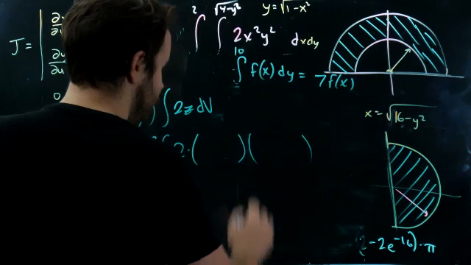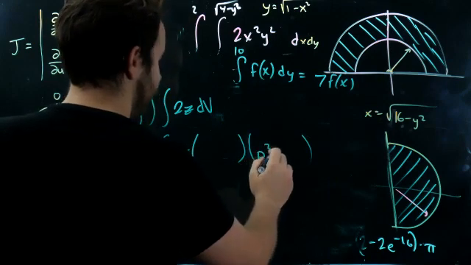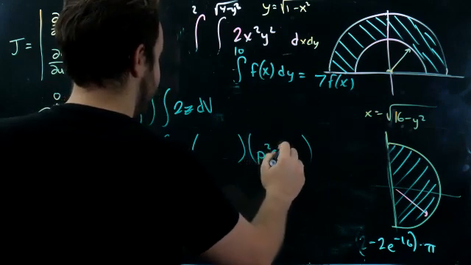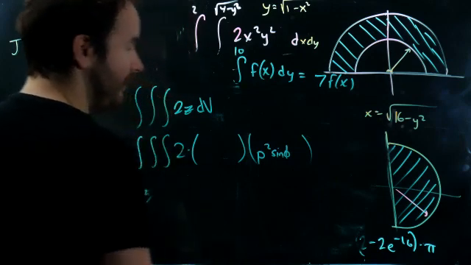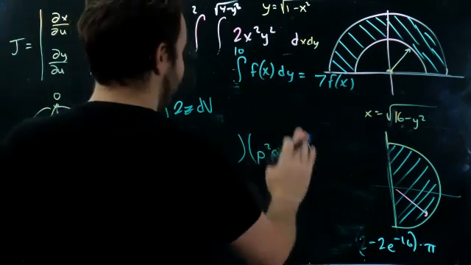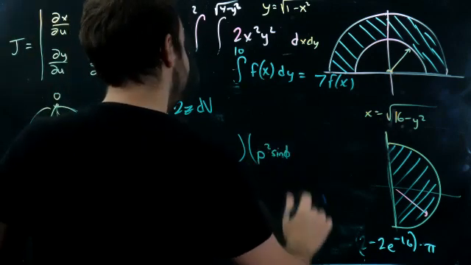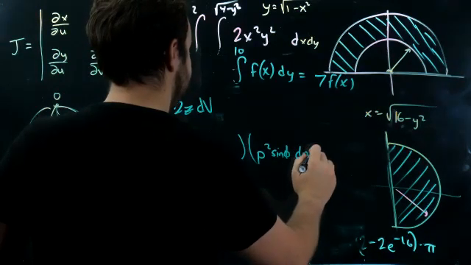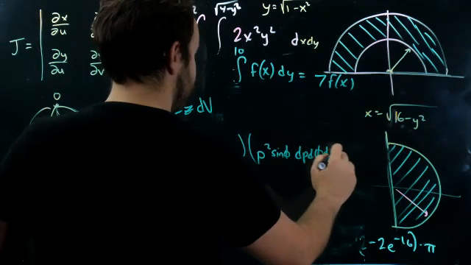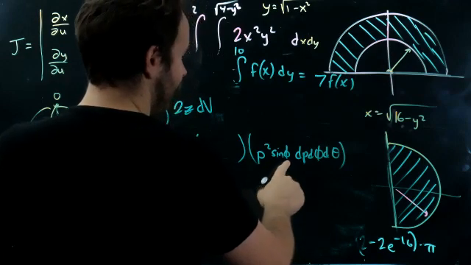Rho squared sine theta d rho d theta d phi. Sine phi. I think Brandon gets it because you were close, but you said the wrong thing, Logan. It's sine phi d rho d phi d theta. I said phi. No, you said theta, brother. You said theta here, buddy.